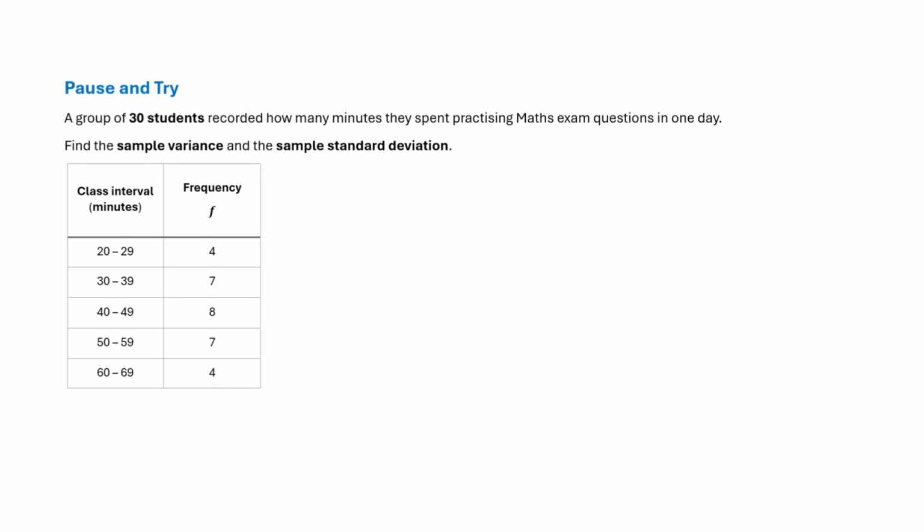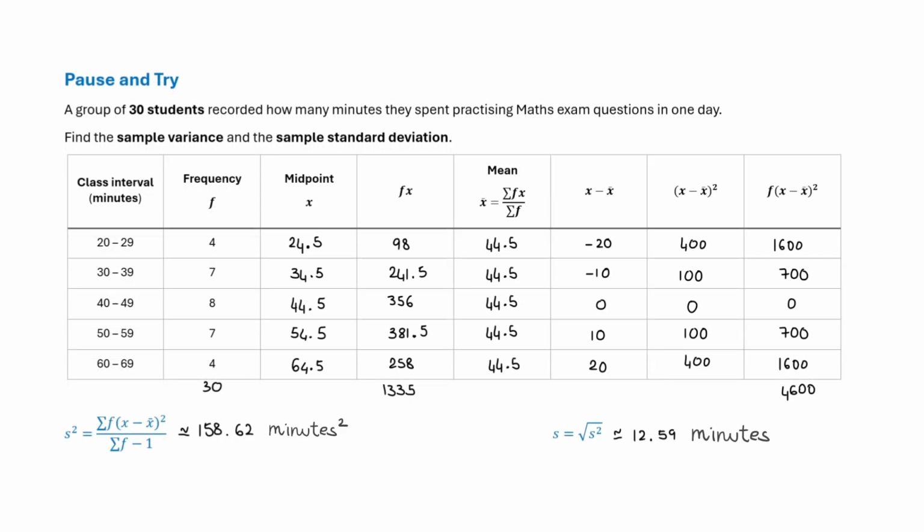Now it is your turn. Try this question and find the sample variance and the sample standard deviation. Pause the video now, solve it using the same method, and then press play to check the solution. Here is the completed solution. The sample variance is approximately 158.62 minutes squared, and the sample standard deviation is approximately 12.59 minutes.